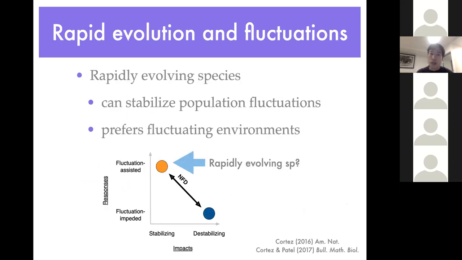So when I understood this mechanism, I was wondering how rapid evolution can promote this type of coexistence. Based on some mathematical models by Michael Cortez and Swati Patel, we knew that rapidly evolving species can stabilize population fluctuations. It is also possible for rapidly evolving species to destabilize and produce population cycles, but depending on the trade-off or parameter values, it can stabilize fluctuations. Also, rapidly evolving species should prefer fluctuating environments because they should have some fitness benefit by rapidly evolving to rapidly changing environments. So I thought that this orange species can be a rapidly evolving species, and that may broaden the parameter space that enables this type of coexistence.